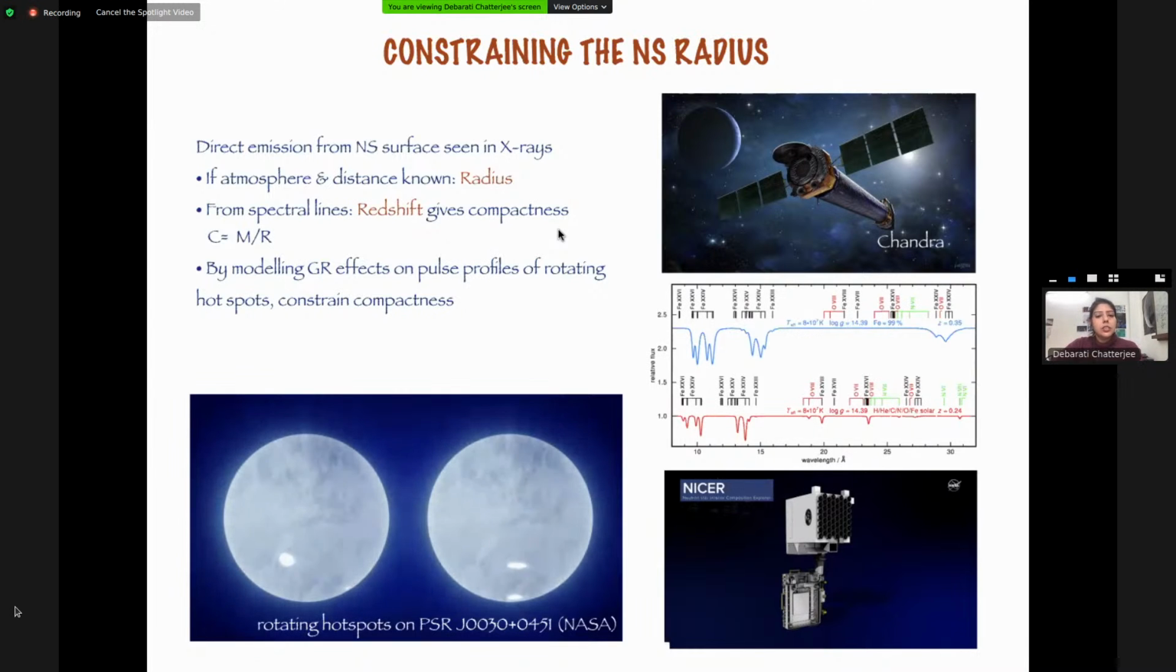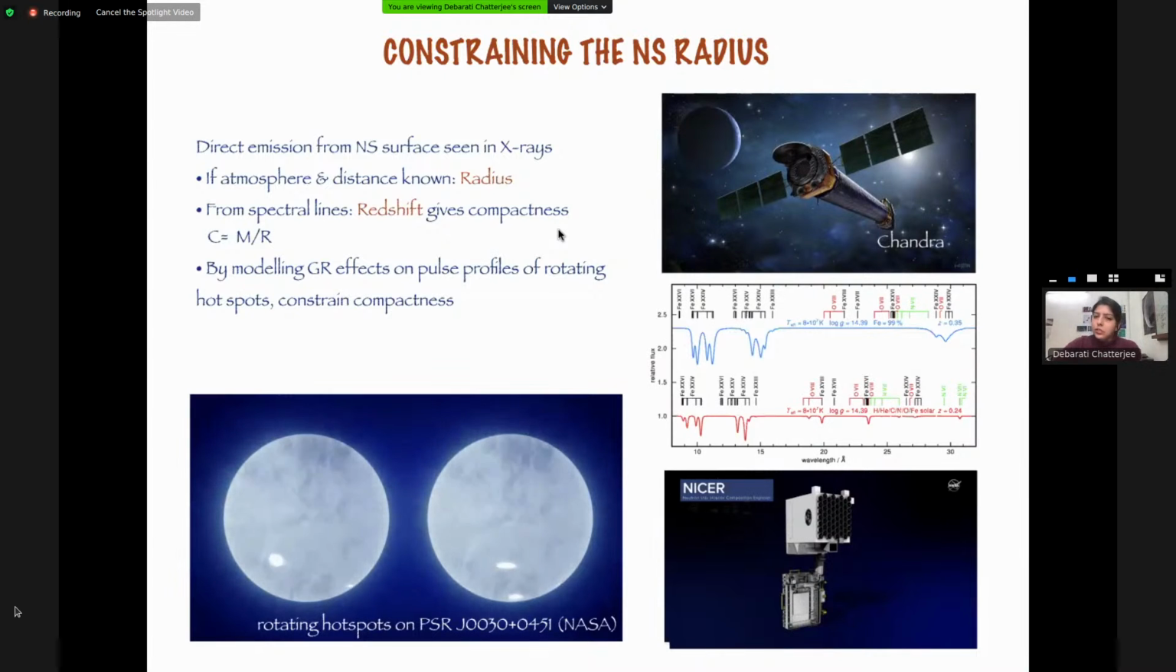The other uncertainty also comes from the distance to the source. For some sources, like those in globular clusters, we know more or less what the distance is. But even then, the atmosphere might introduce some uncertainty. So the radius is definitely much less well constrained than that of the mass.